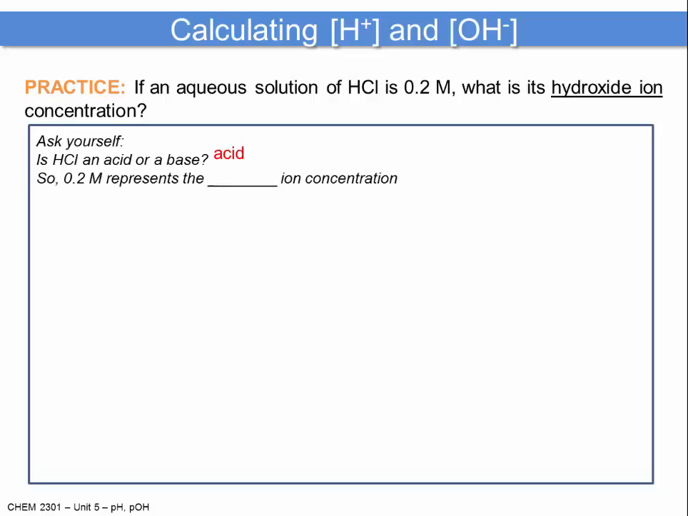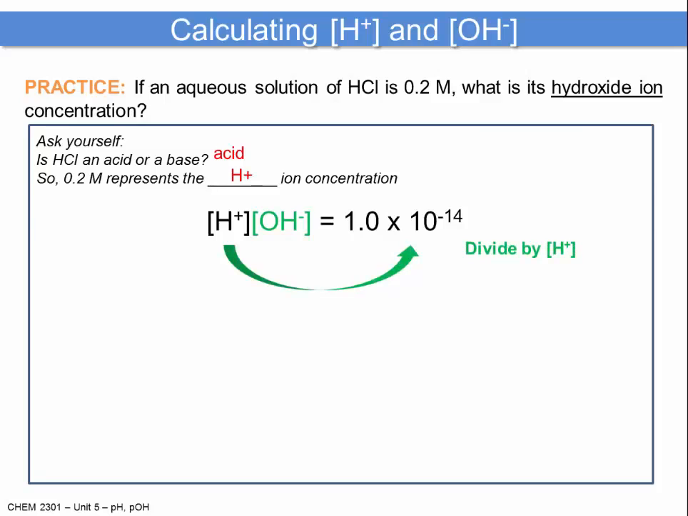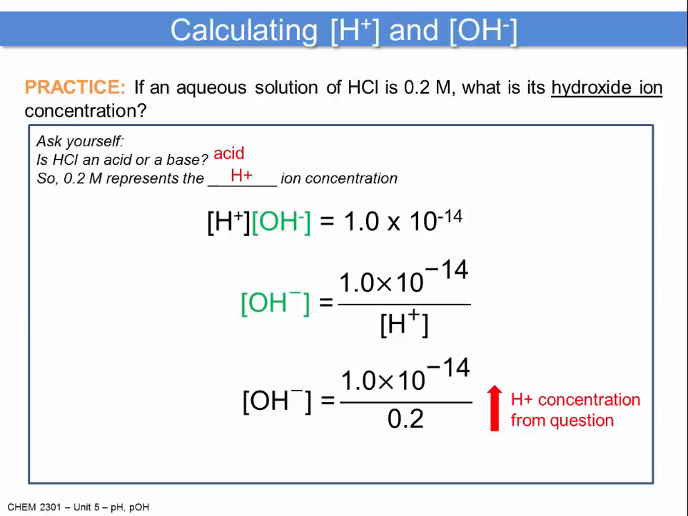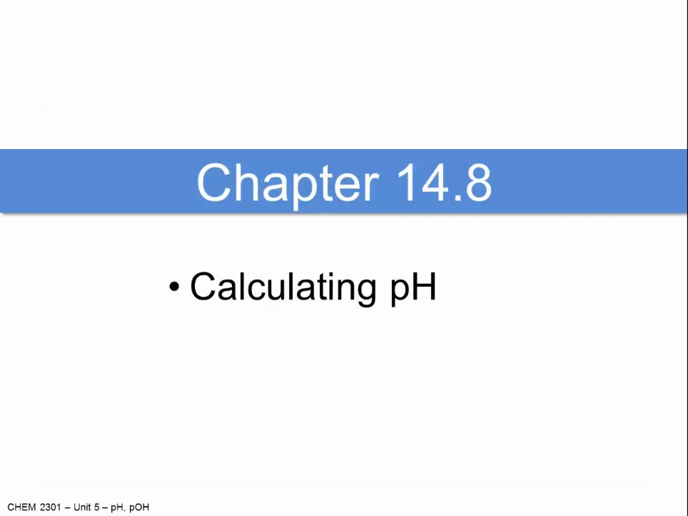Well, the 0.2 molar represents the hydrogen ion concentration because we're dealing with an acid. And so we can write out the same equation that we've been looking at, but in this case, we're going to rearrange the equation by dividing both sides by the hydrogen ion concentration. Thus, we end up with the hydroxide ion concentration is going to equal 1.0 times 10 to the negative 14 divided by the hydrogen ion concentration, and we can plug in the 0.2. That gives us an answer of 5.0 times 10 to the negative 14. Now that we've calculated the hydrogen ion and hydroxide ion concentration, we can move on to calculating pH.